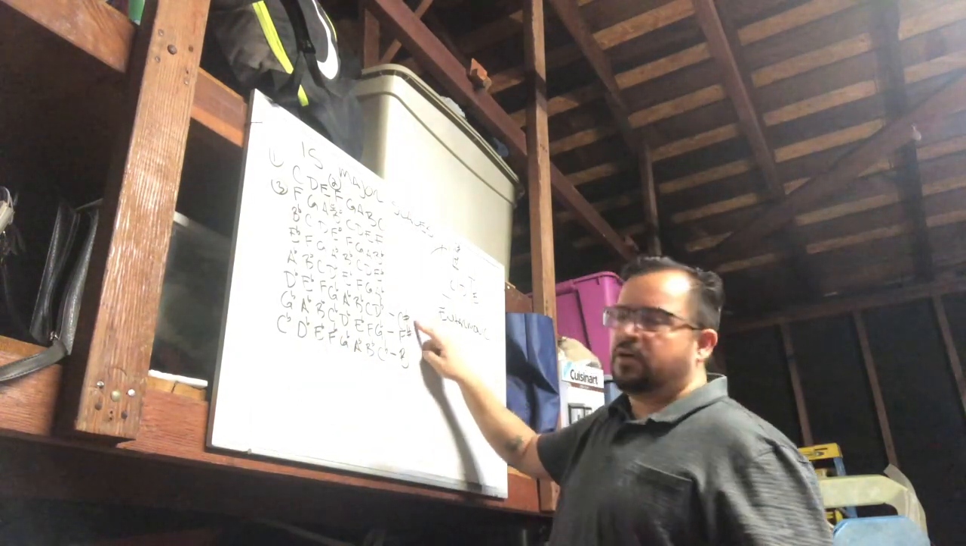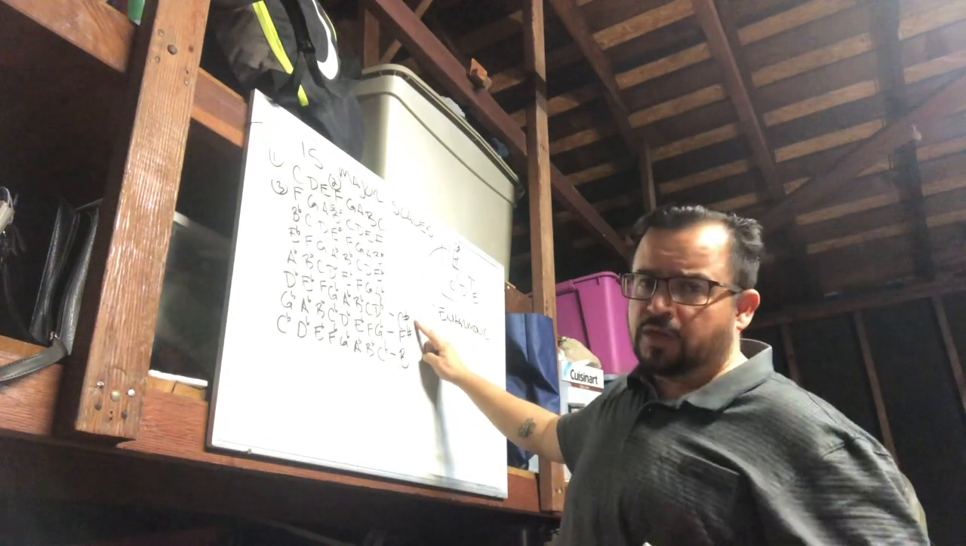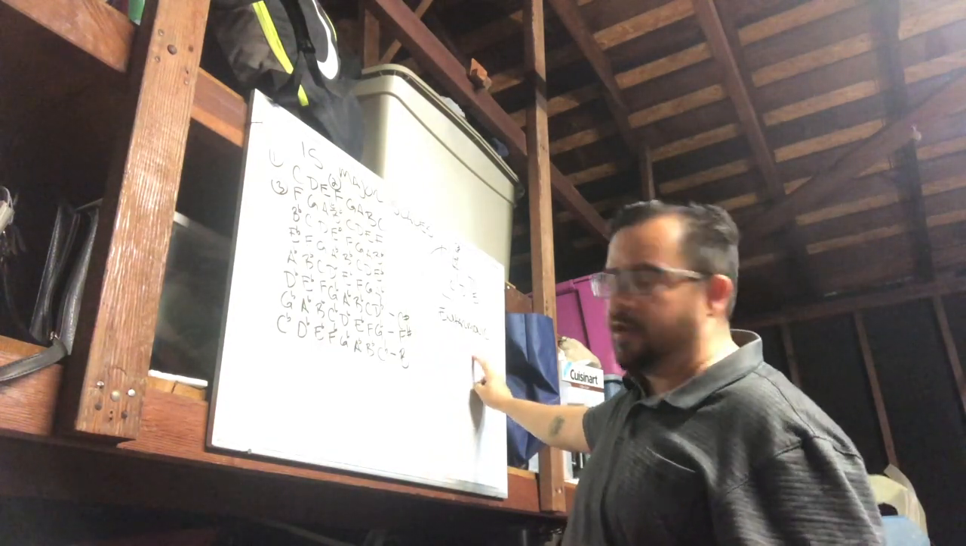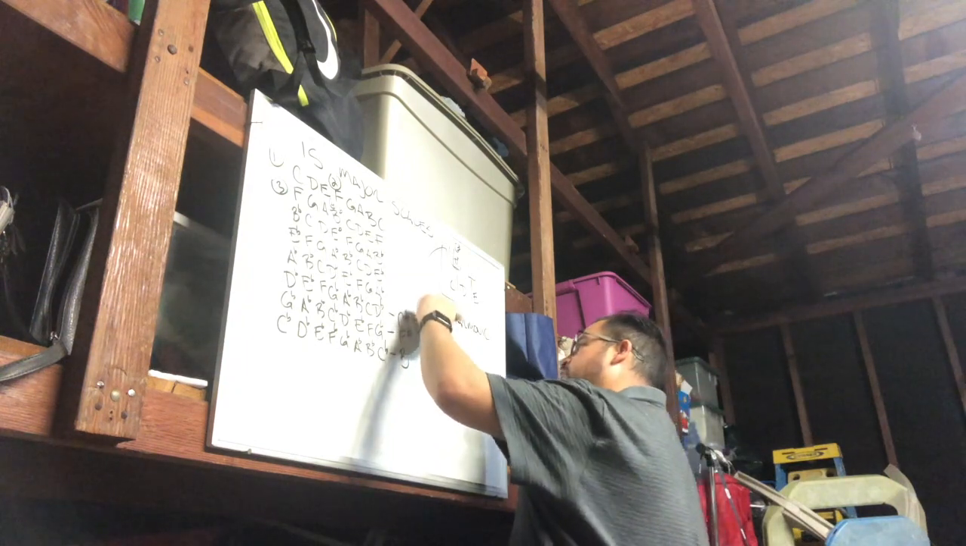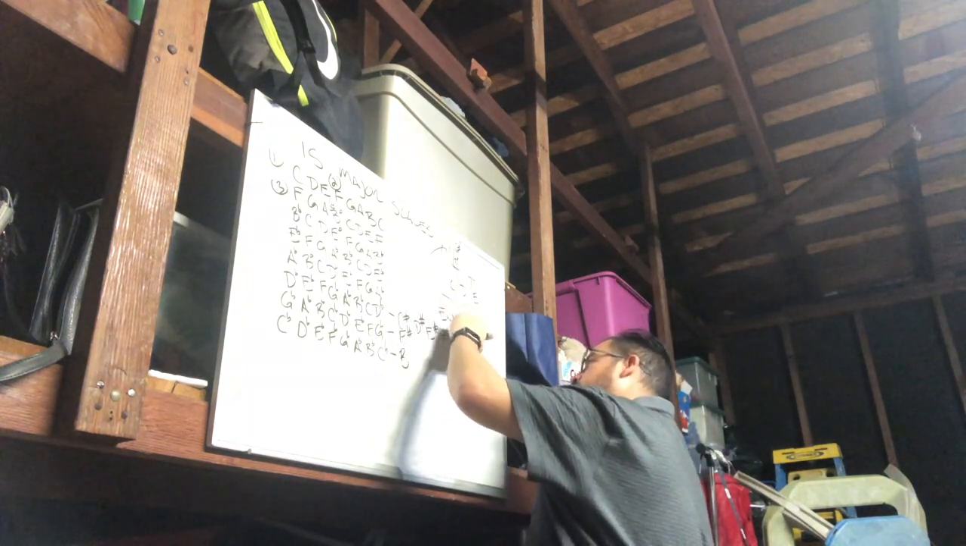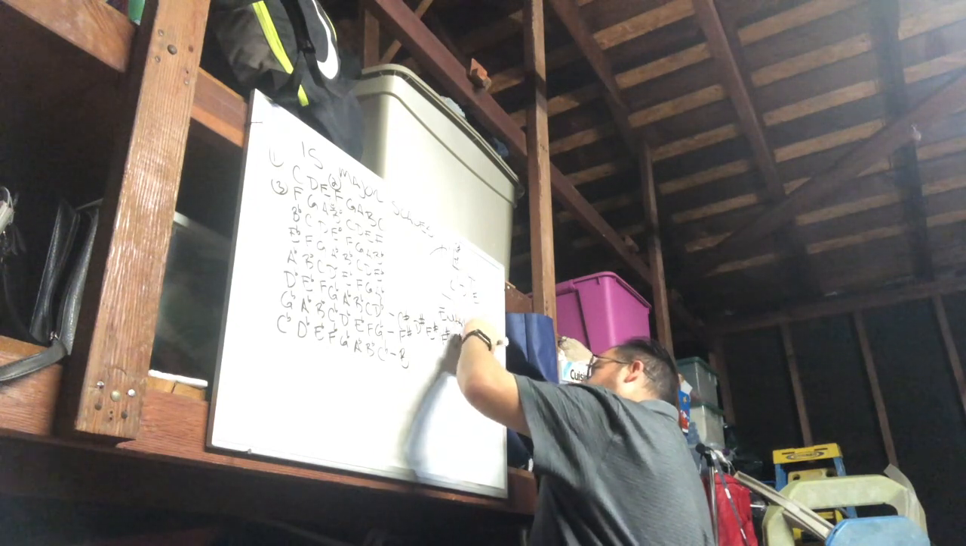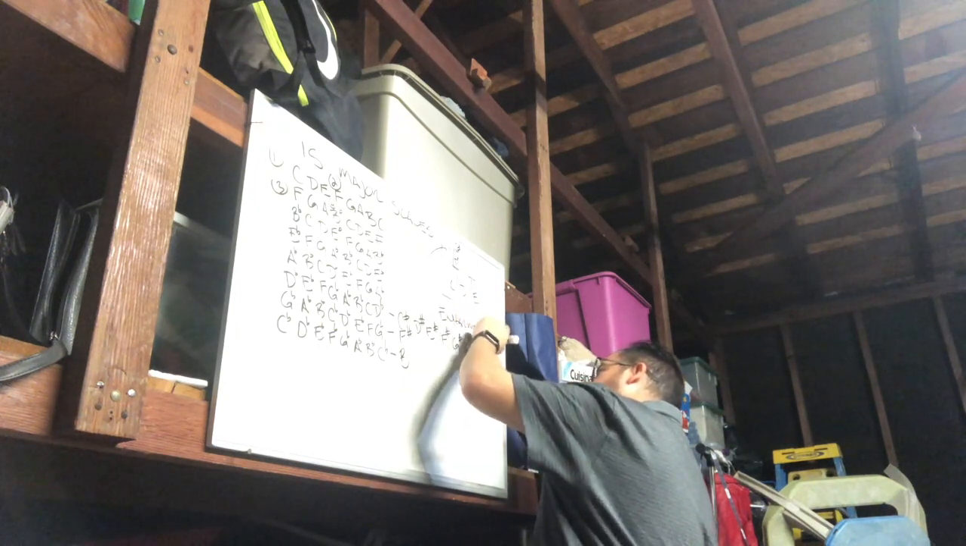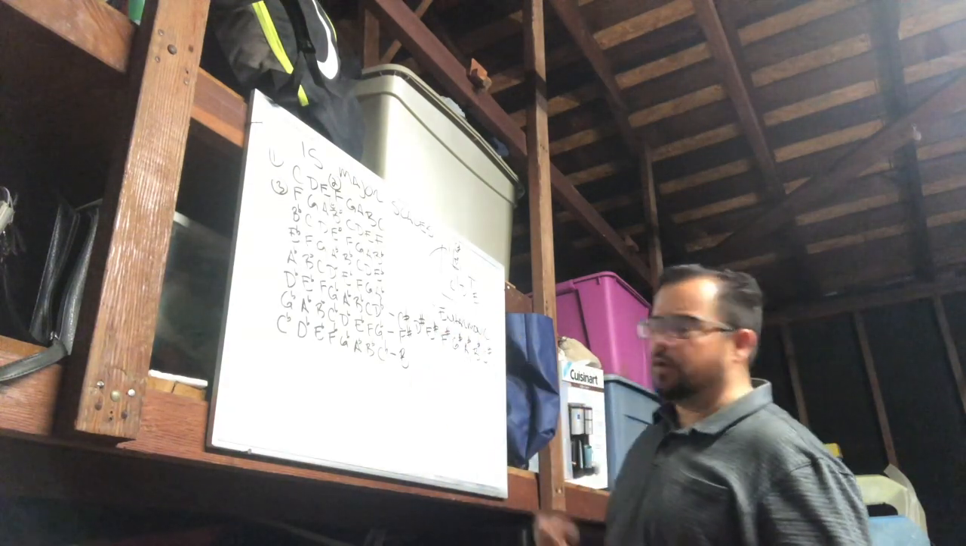So the C sharp scale is, guess what? All sharp. So I'm gonna write that sharp scale out right now. C sharp, D sharp, E sharp, F sharp, G sharp, A sharp, B sharp, C sharp. That's the C sharp scale, okay?